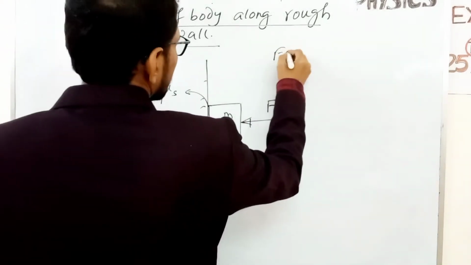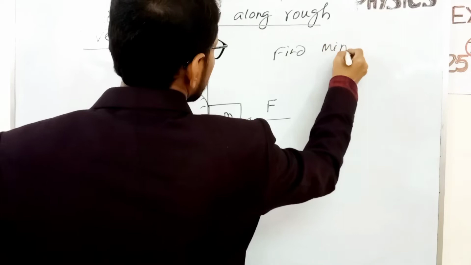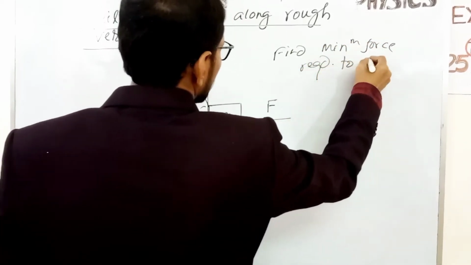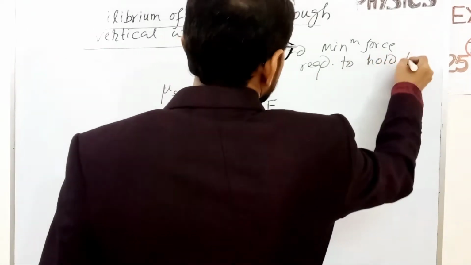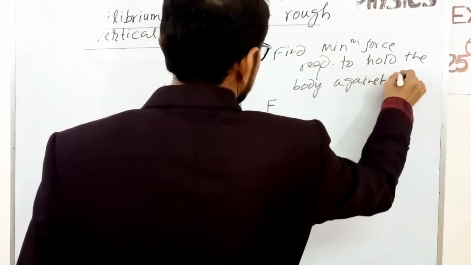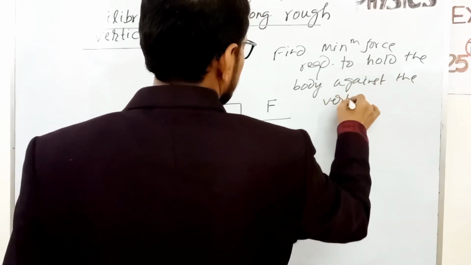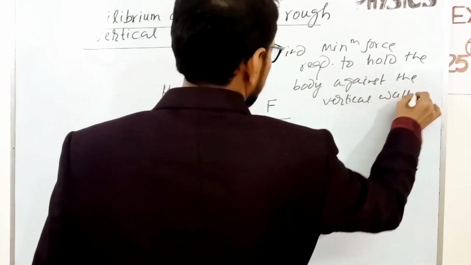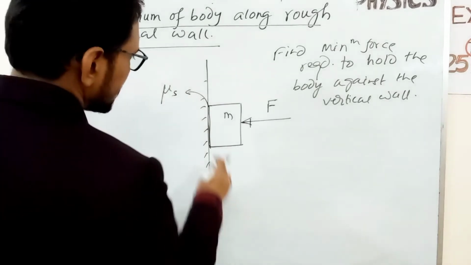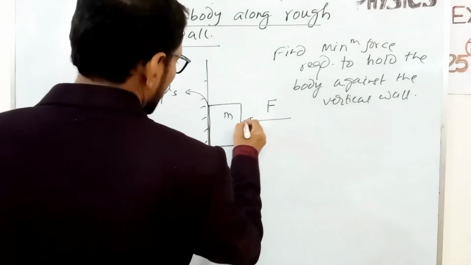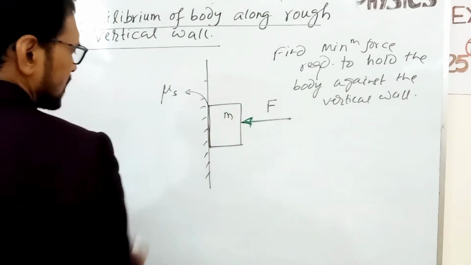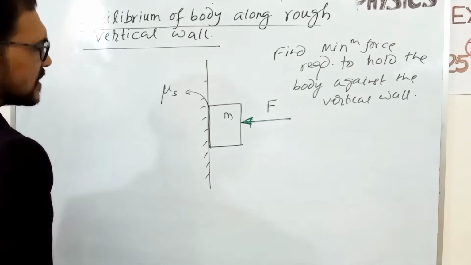Now find the minimum force required to hold the body against the vertical wall. So this is the question. That is, the body is in equilibrium against the vertical wall if a force is applied along the normal to the wall. So find this force.